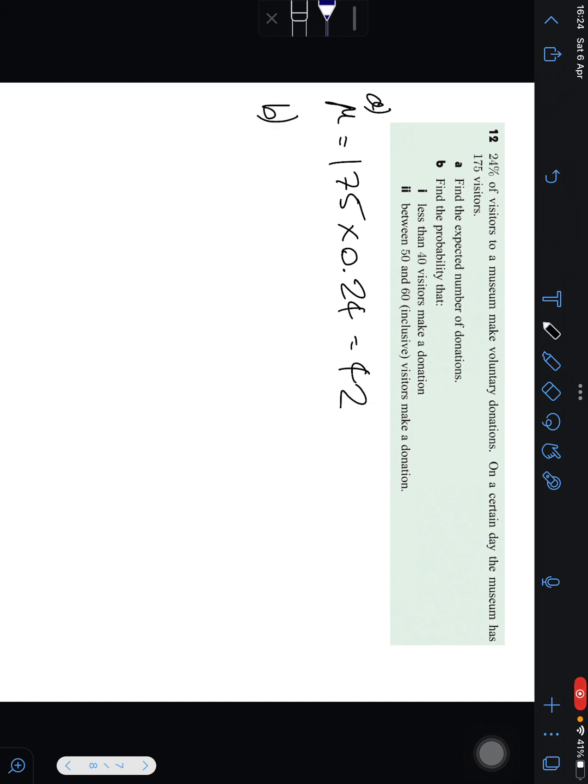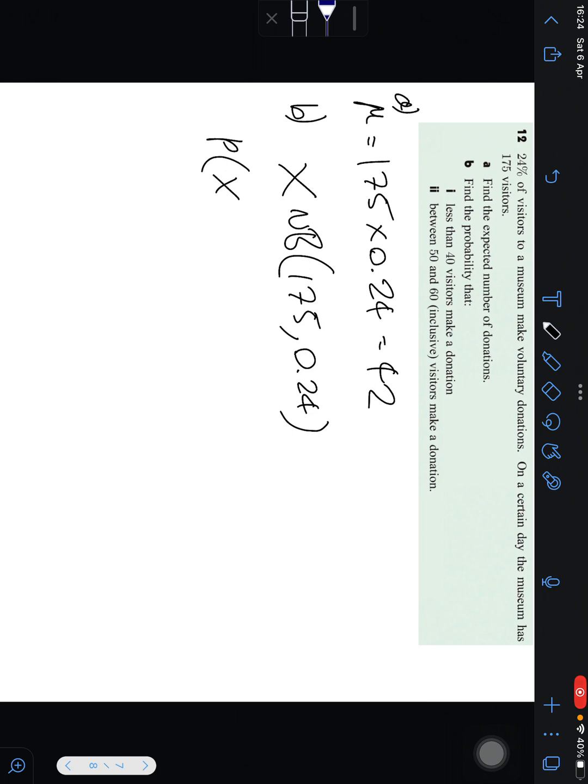It's 42. So B, find the probability that there's less than 40 visitors that make a donation. So X is distributed binomially, 175, probability they make a donation is 0.24. So in our case here, P of X less than 40 visitors make a donation. Less than 40 means that we've actually got P of X less than or equal to 39, which is what we need for our probability distribution. So let's do this now.